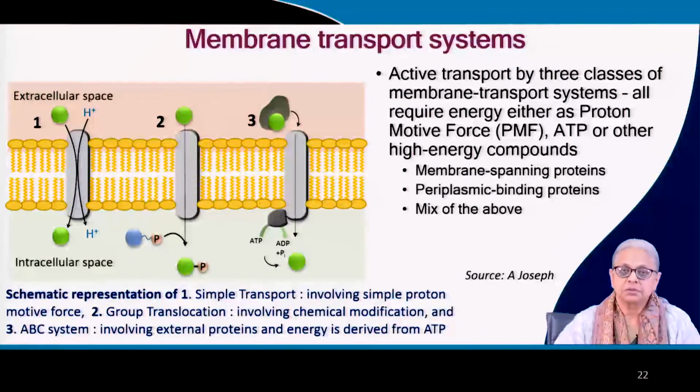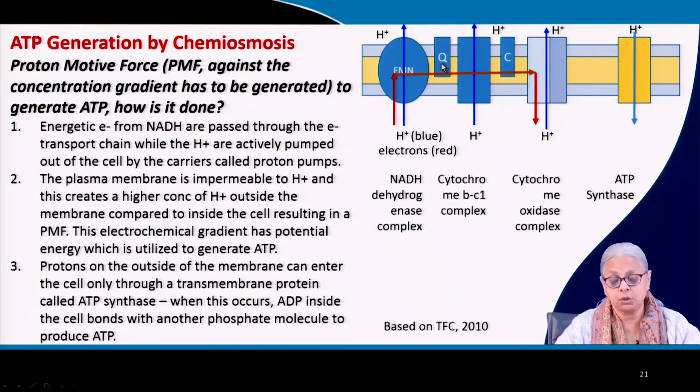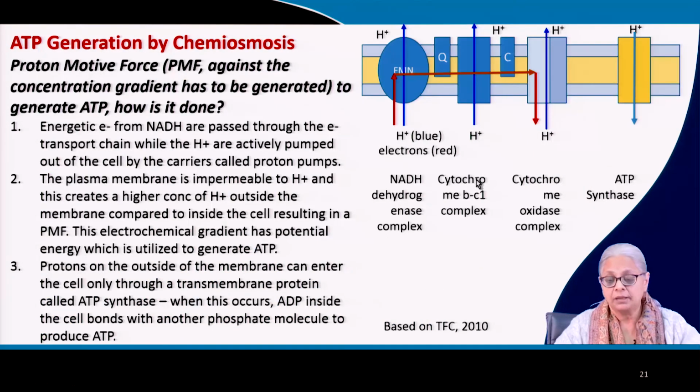So we have membrane transport systems, and these are all part of the active transport systems. Here we have three classes of proteins. We have membrane spanning proteins, we have periplasmic binding proteins. So we have the quinone group, the cytochromes, and some of them are a mix of the two. Some of the transport processes involve a mix of membrane spanning proteins and periplasmic binding proteins. And you can see this process of ATP generation is actually a mix of all these processes.